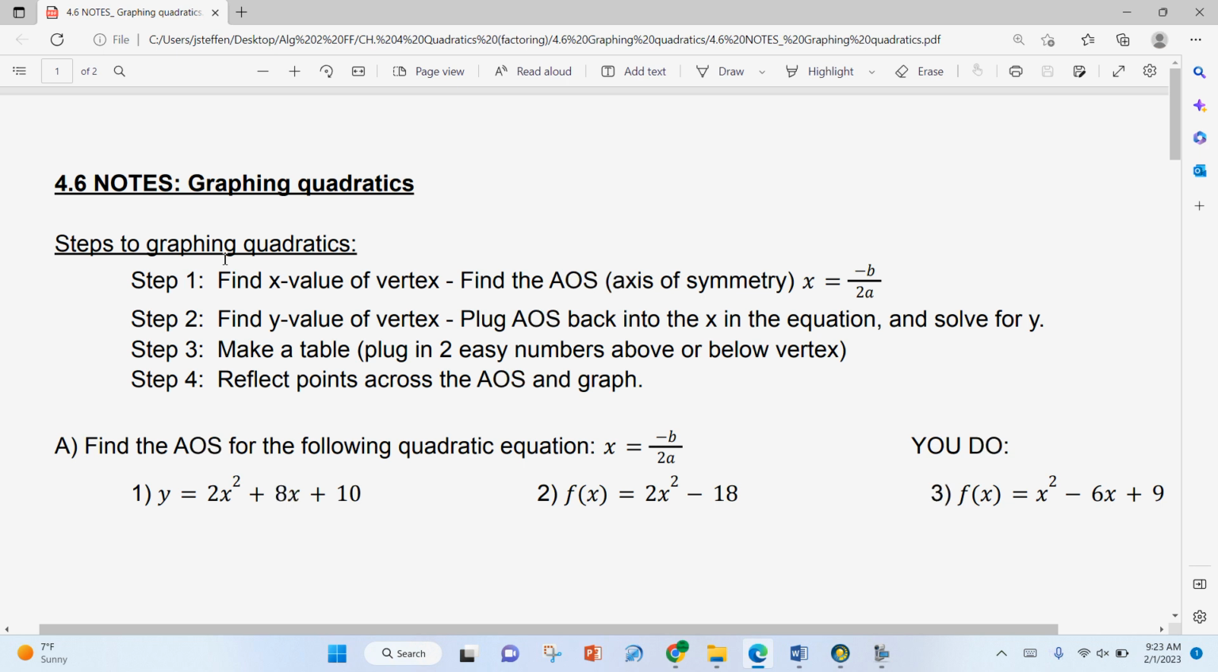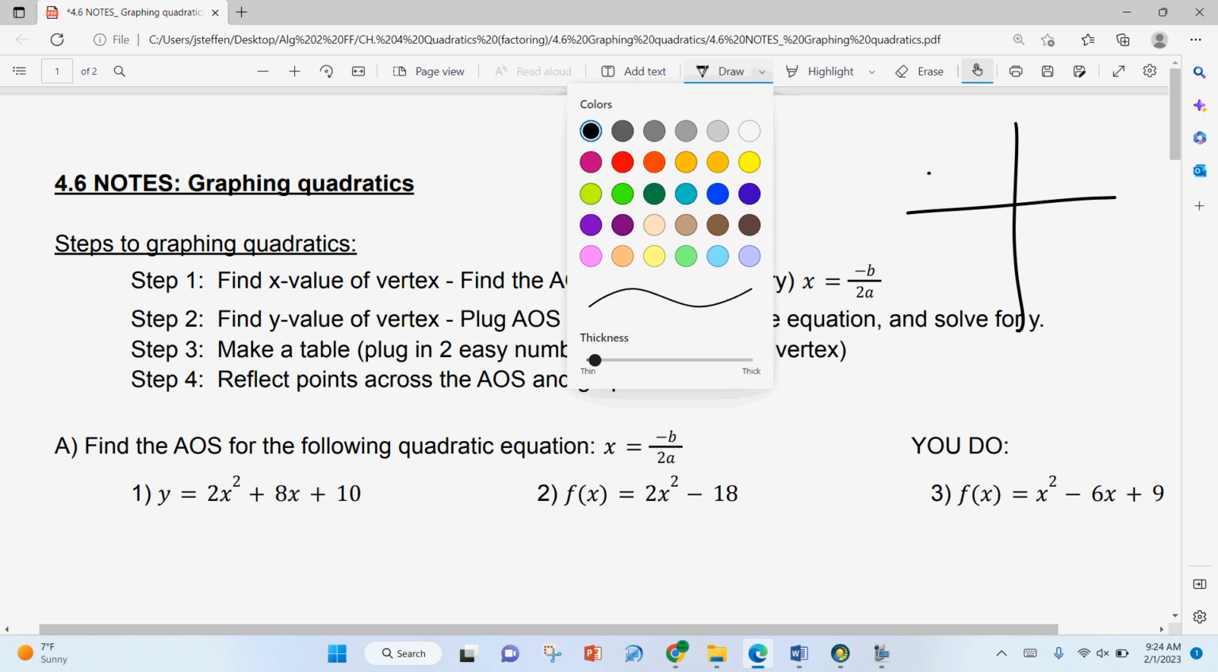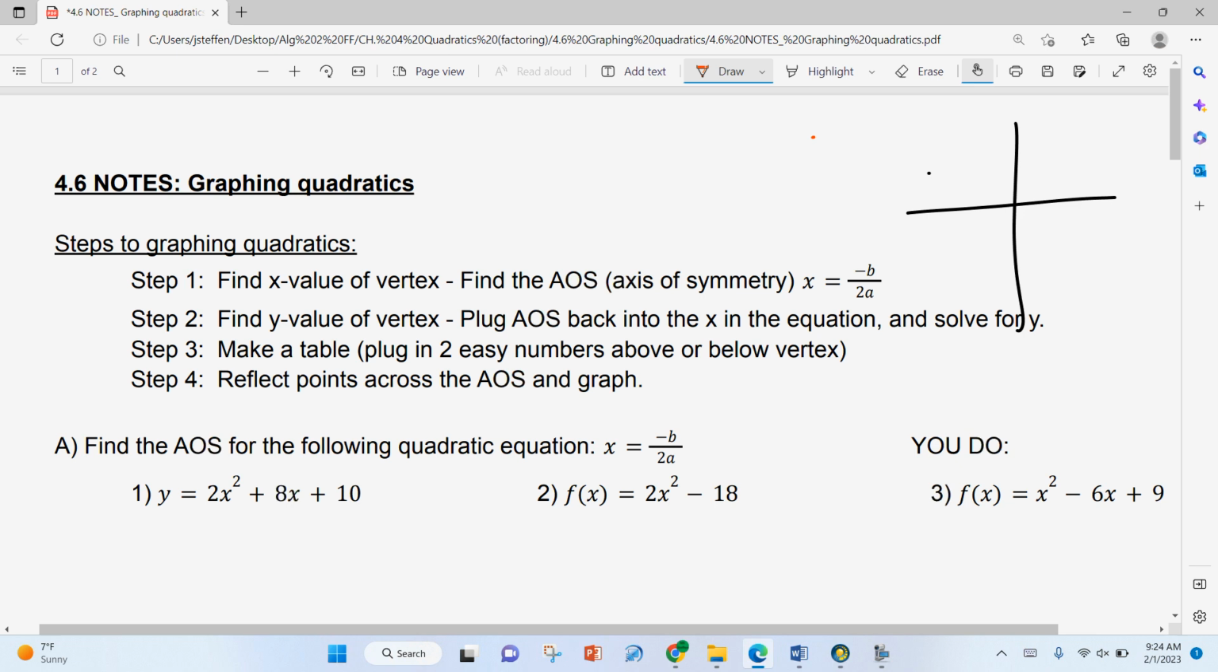We're talking about graphing quadratics. One of the big things I wish I would have added somewhere on here, but I didn't have a lot of room. If you graph a quadratic, let's just draw this out really quick. That's my x and y, and this is what my quadratic looks like.